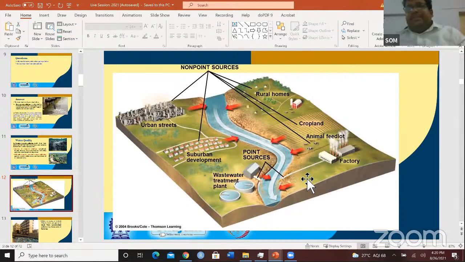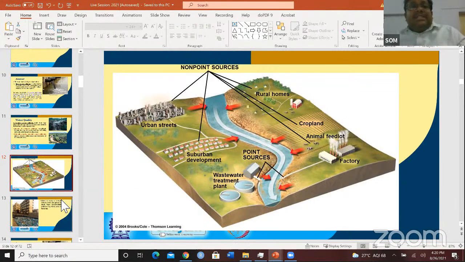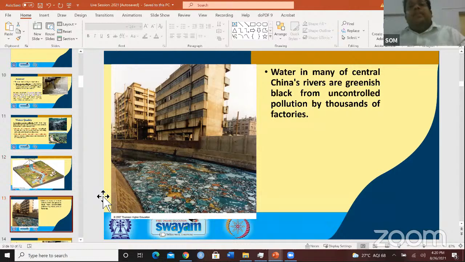When we see the pollutants coming from a point, that is from a factory or wastewater treatment plant, we call it point source pollution. However, in other cases where it is not possible to distinguish different sources of pollution, and it comes as a bulk from a big area, then it is called non-point source. Now the next slide will show the effect of one of the important point source pollutions in China.